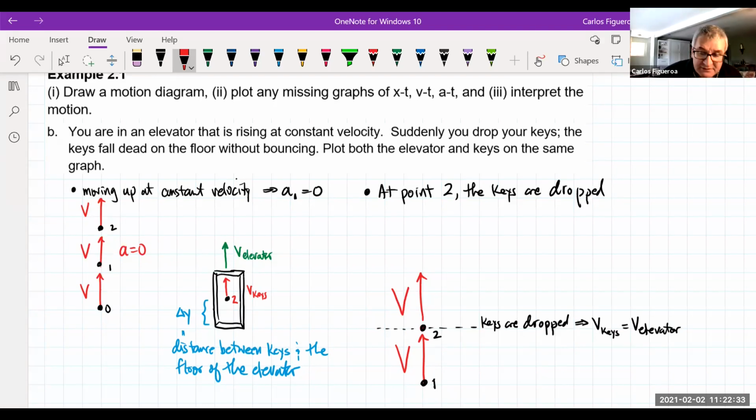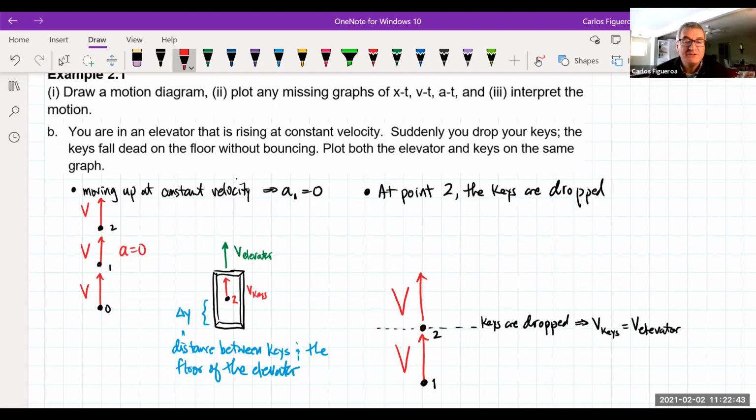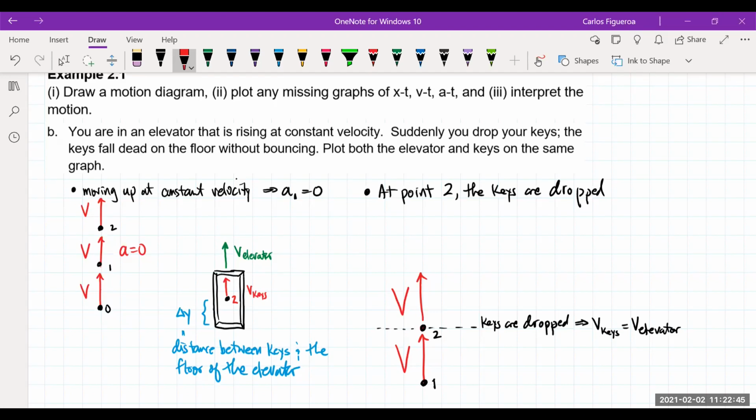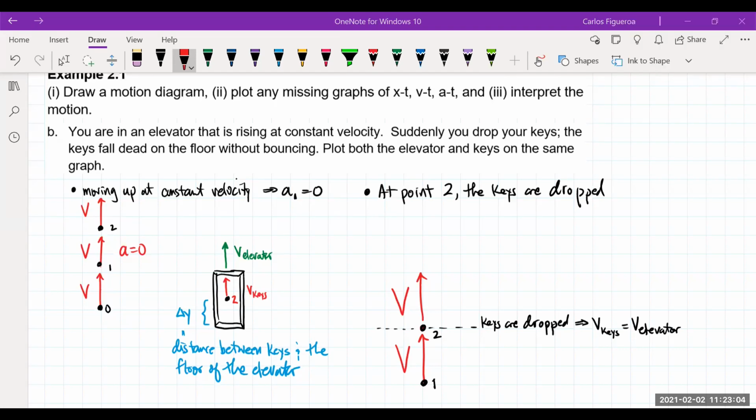Hey, Carlos. Yes. What tells you that the velocity of the keys is equal to the velocity of the elevator? Let me ask you a slightly different question. You're in your car and you're driving 65 miles an hour on the highway. How fast are you moving? 65 miles an hour. How fast is the car moving? 65. Yeah. So if you're in the elevator, everything in the elevator is moving at the same speed. Absolutely. Thank you.